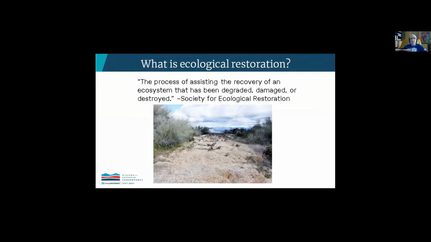Success is largely dependent on the ability to grow native plants, but knowing how to grow them in a controlled environment such as a greenhouse is one thing. Growing them in a natural setting, such as the arid Southwest, is quite a different thing. That's why the word assisting is so important in the definition.